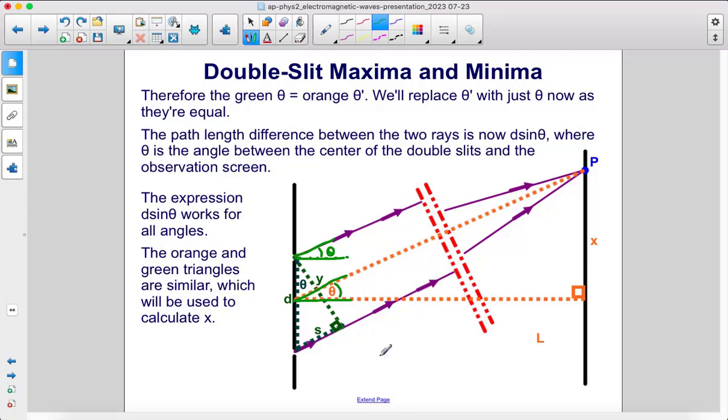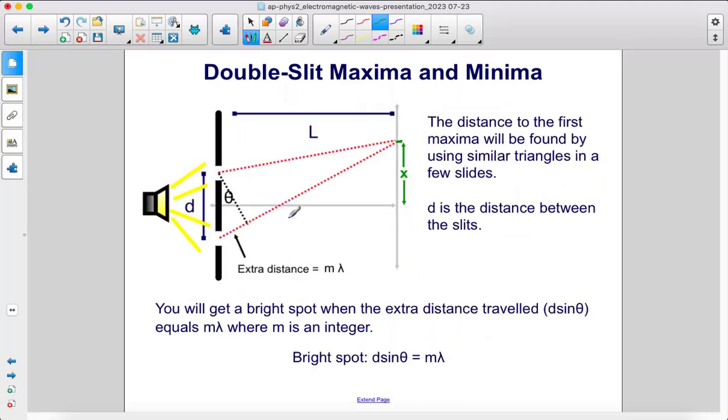So the path length difference between the two rays is d sine theta. Remember, sine theta, so that's theta right there. Sine theta is S over d, so therefore S equals d sine theta. That is the path difference between the top ray and the bottom ray. This expression, d sine theta, is going to work for all angles. All right, in a few slides, we're going to be figuring out this distance here, x.